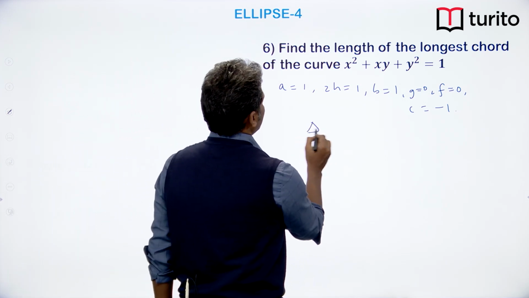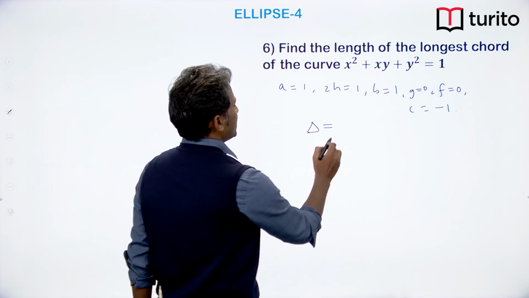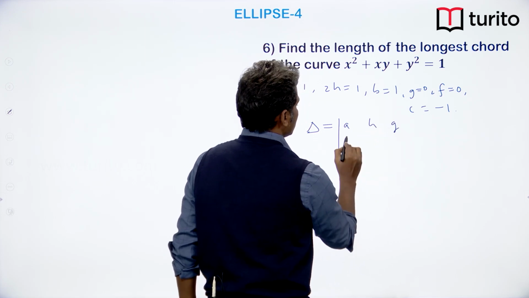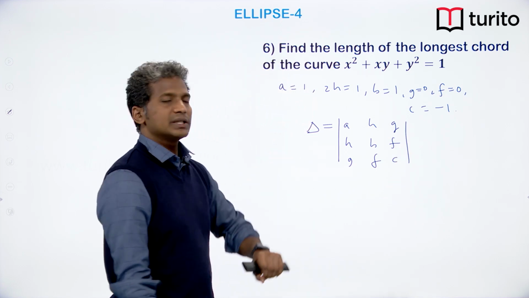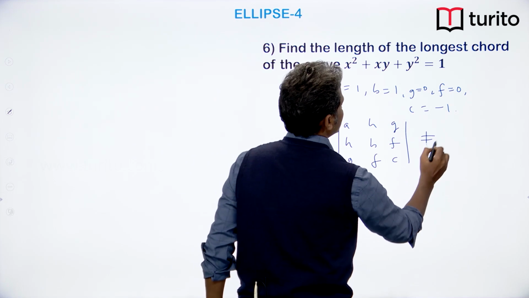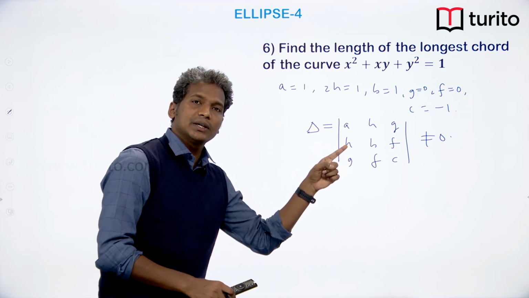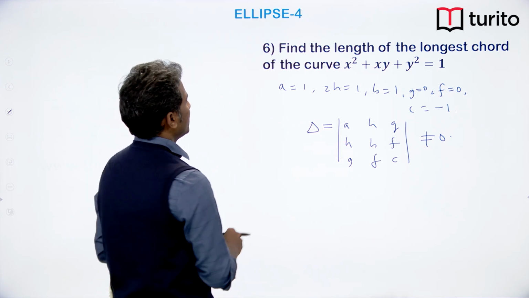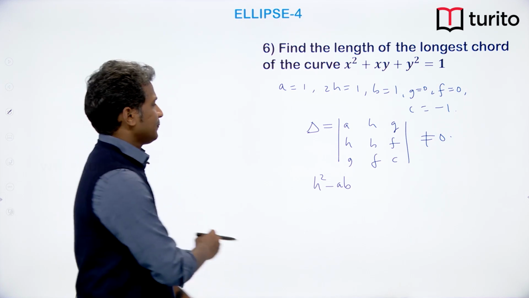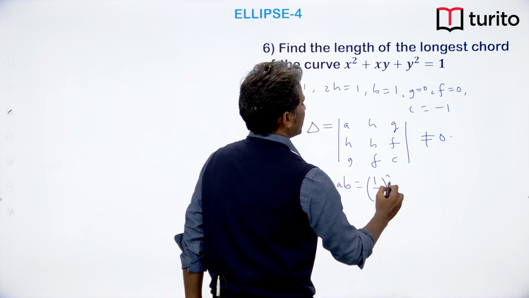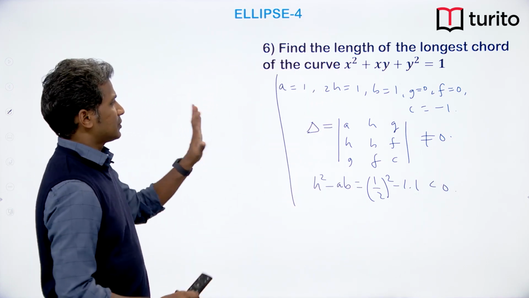We need to verify if delta is 0 or not. Okay. So what is delta? We will just verify if it is 0 or not. In this particular case, it comes out not equal to 0. So hence it is not a pair of straight lines. Okay. Now after this, we need to verify if h square minus ab is less than 0 or not. So here it comes out to be (1 by 2) whole square minus 1 into 1, which is less than 0. So we can directly proceed with the problem solving.